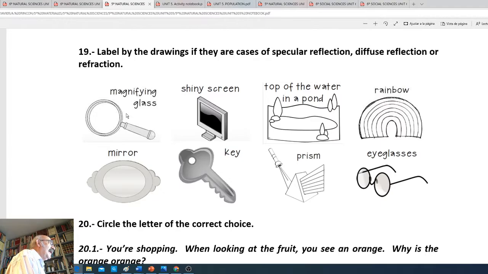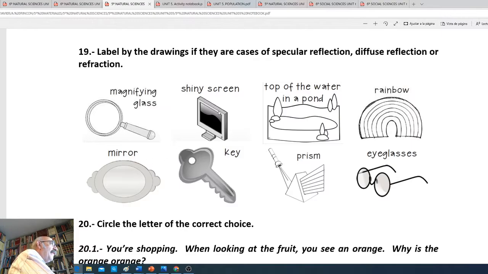And any other example you can find here between these 8 objects? Anyone? The glasses, okay, the eyeglasses. The same example as a magnifying glass. Yes. What about the shiny screen? You can't see through the screen, but maybe if it is very shiny, you can see yourself as in a mirror. This is another example.